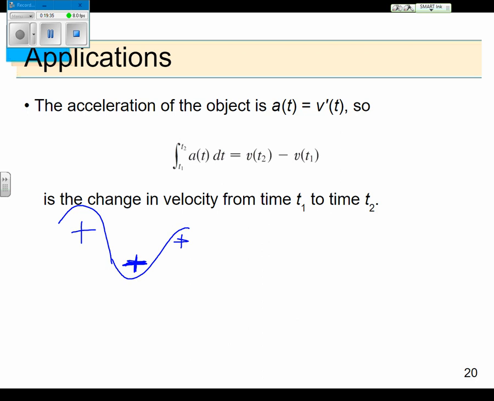Nope, got to talk about acceleration. So in the same way, if I was to integrate acceleration, it would just tell me the net change in velocity between two different times.